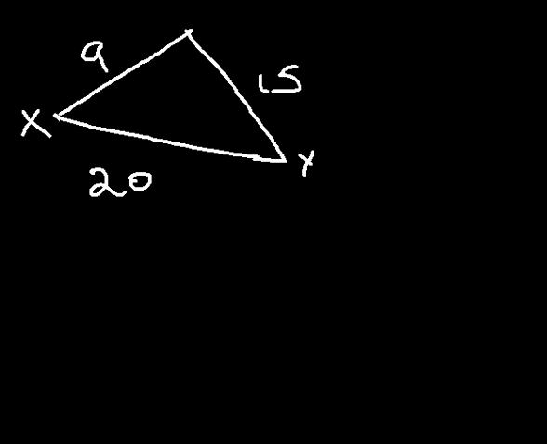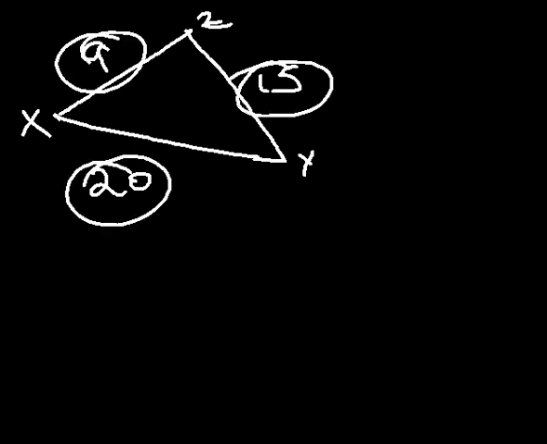Let's say this is a typical non-right angled triangle where this side is 20, this is 15, and this one is 9. Let's say this is the triangle X, Y, Z. Now find the values of all the internal angles of this triangle. So first, we may think of calculating the value of any angle, since we are given the three sides of the triangle. So we're going to use the cosine rule.